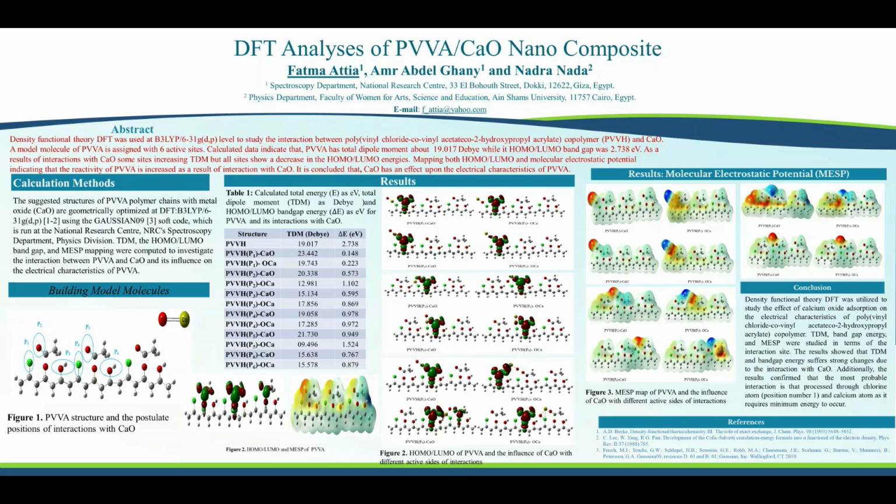Meanwhile, molecular electrostatic potential maps indicate that the reactivity of PVVA is increased as a result of interaction with calcium oxide. Thus, it can be concluded that the supposed structures of PVVA and calcium oxide can be used in optoelectronic applications.